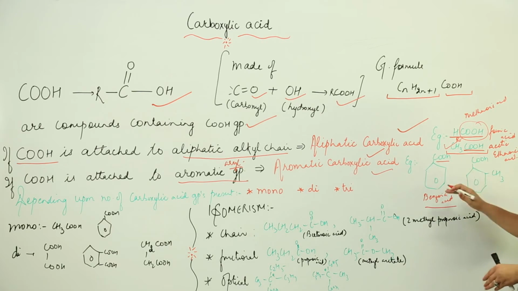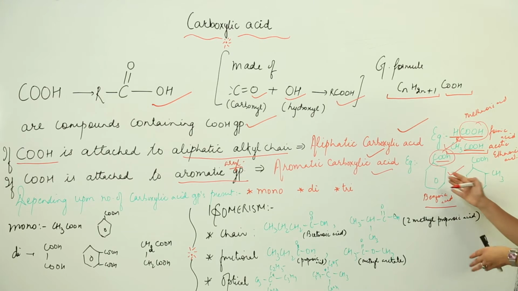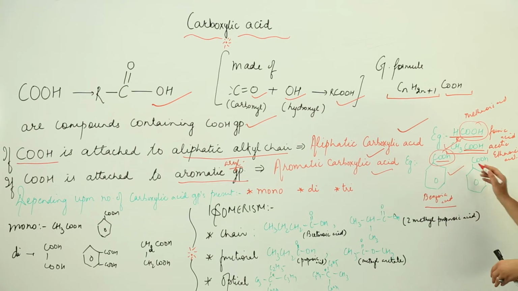So when you see that the carboxylic acid is attached to a ring-like structure, particularly benzene, it is a member of aromatic carboxylic acids. Likewise, here you can see there is a side chain of a methyl group, but still there is a carboxylic acid group attached to an aromatic aryl group. So again it is a member of aromatic carboxylic acids.